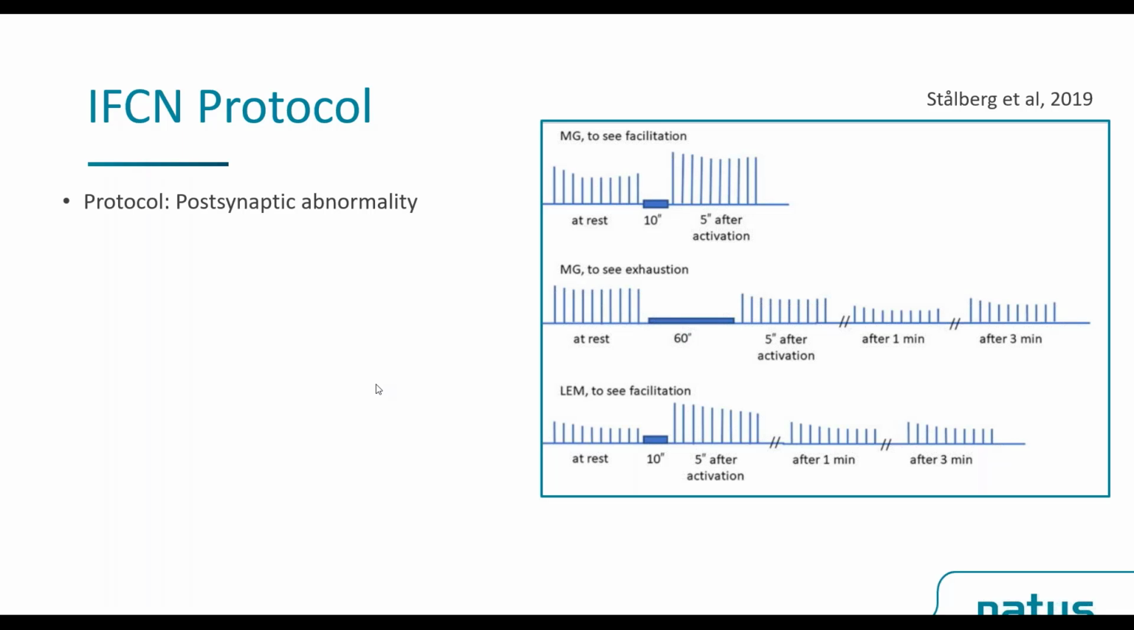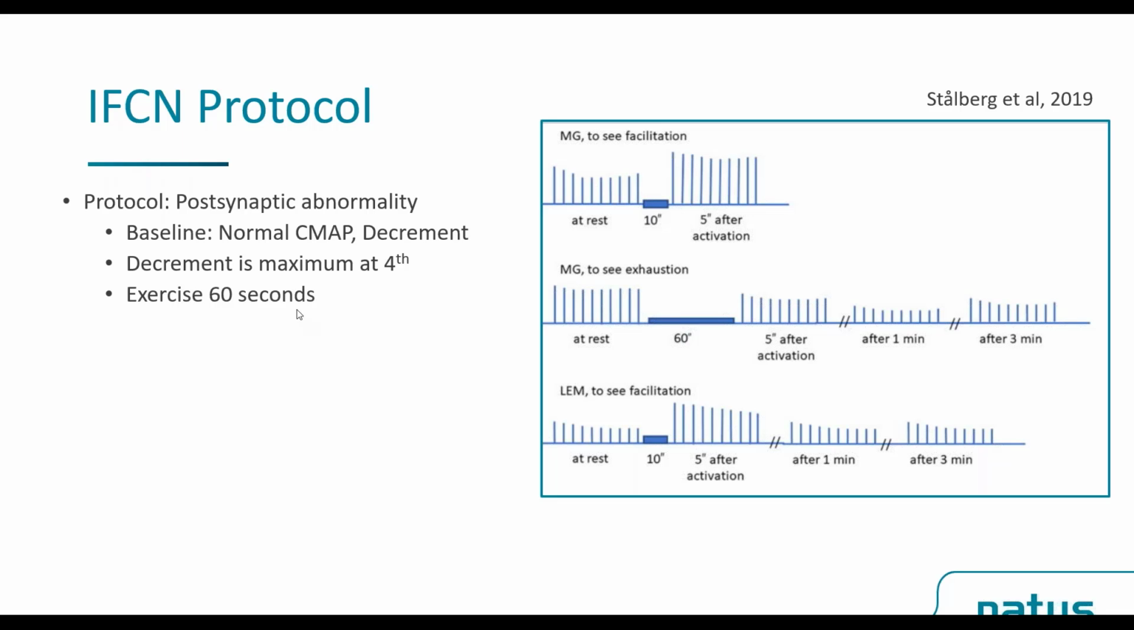So there are two situations. We are thinking about a postsynaptic abnormality like myasthenia, where we do a baseline study. We expect a normal amplitude CMAP, and we may see decrement. Then the decrement is typically maximum at 4th. We exercise the patient for 60 seconds, as indicated over here, and then we record after exercise to look at exhaustion.